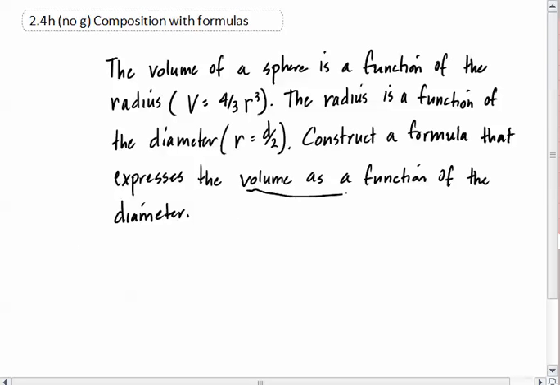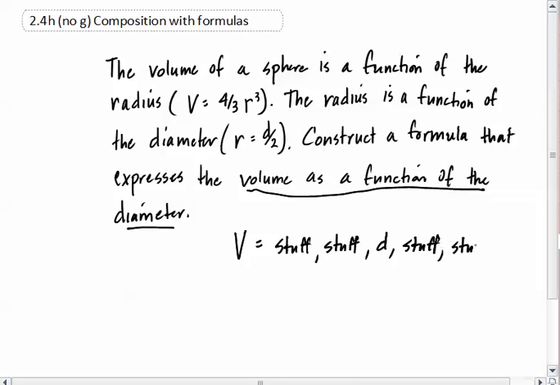Volume as a function of diameter just means this. We're going to have volume alone, and we're going to have a bunch of stuff, meaning a bunch of numbers, and the only variable that's going to be allowed is the diameter. So we're going to have the volume equal to numbers and whatever we need for numbers, but the only variable on the right is going to be a d. That's what it means to say the volume as a function of the diameter.